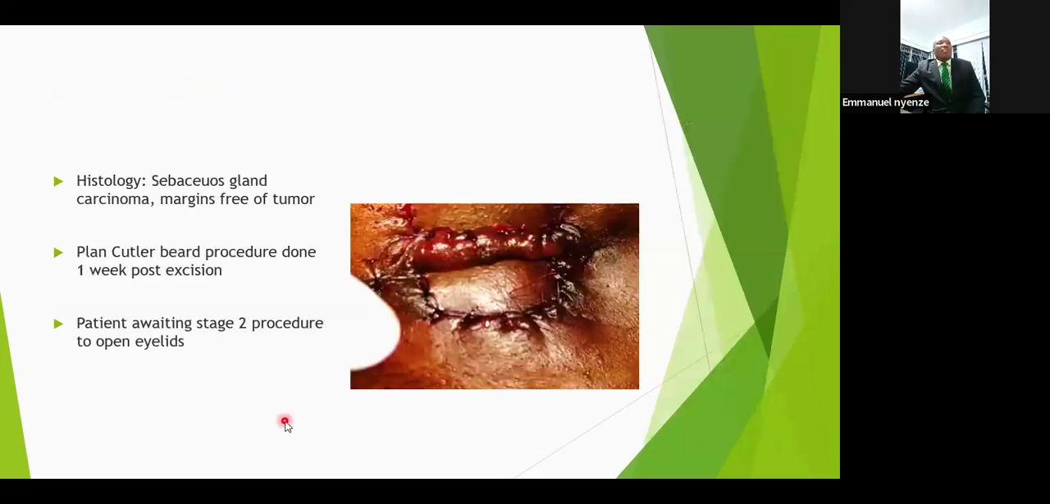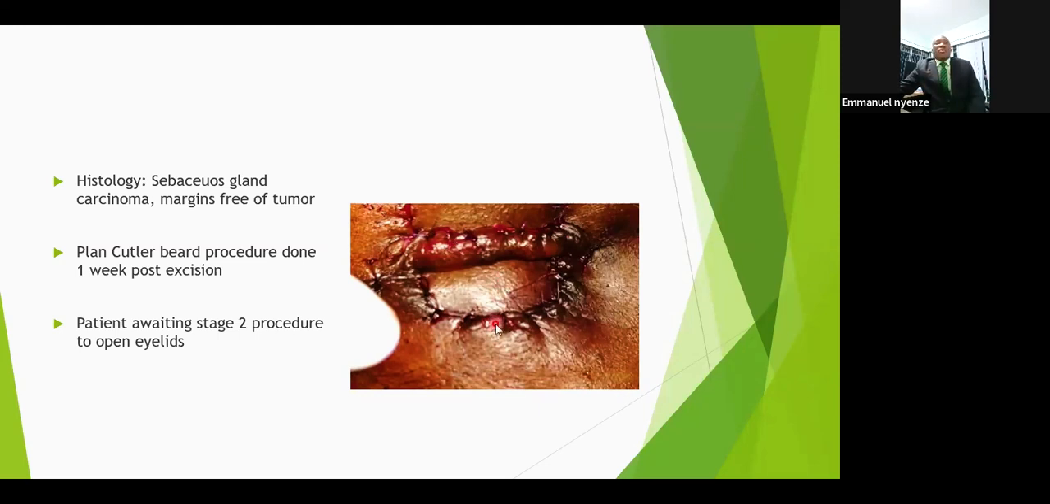In our patient, by the end of 1 week, the histology results were out and confirmed sebaceous gland carcinoma as we suspected. And the margins, fortunately, were free of tumor, so we were ready to reconstruct. So we took the patient back to theater. This patient had a more than 90% defect, so a Cutler-Beard procedure of the upper lid was done.